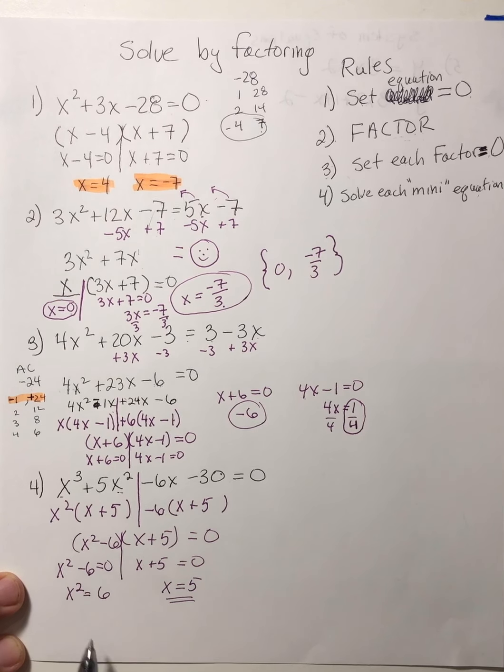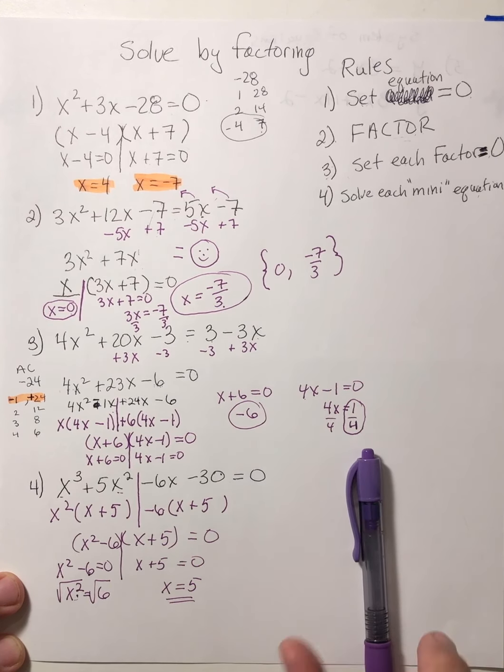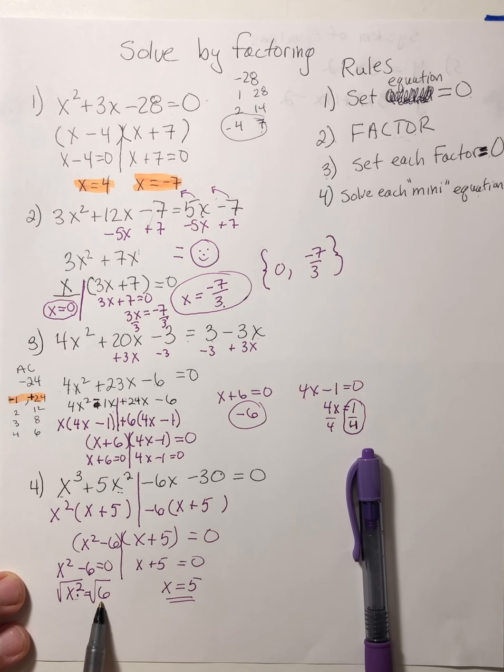Now what? How do I get rid of an x squared? We square root. That's right. Now, you have to remember, in geometry, when you're taking the square root of both sides, you're usually talking about the Pythagorean theorem. You're talking about the sides of triangles. So you're only keeping the positive answer.